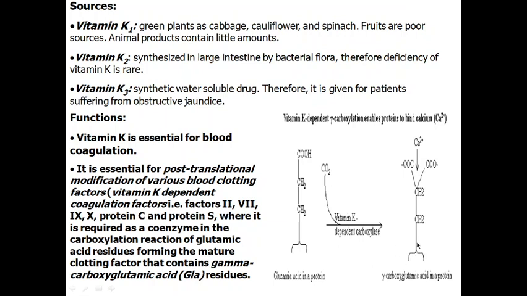This is alpha, this is beta, and this is the gamma carbon of the glutamic acid radical, to which carbon dioxide is added. It causes gamma carboxylation of these glutamic acid residues present in such proteins, which are factors 2, 7, 9, 10, protein C, and protein S, as I said before.